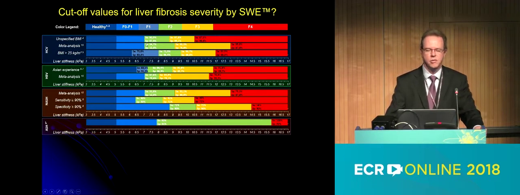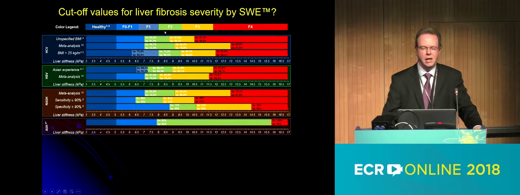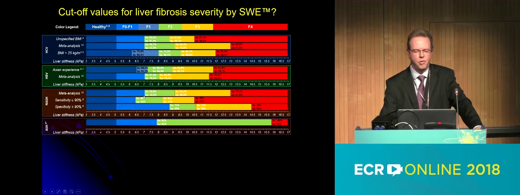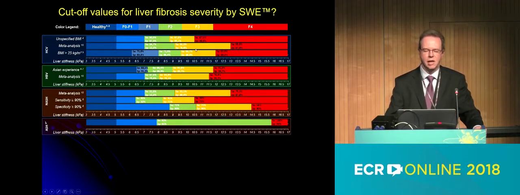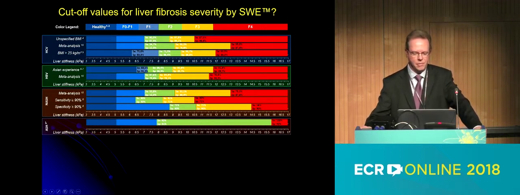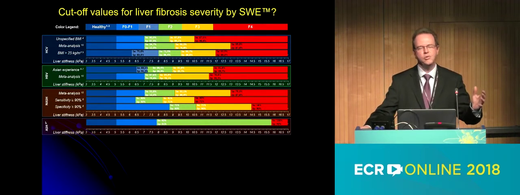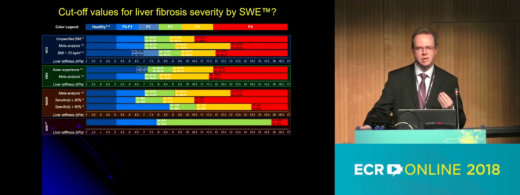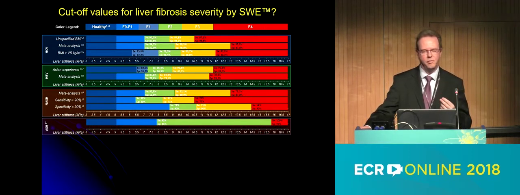You can see that the threshold value to declare F2 is very similar for Hep C, Hep B, and NASH. It's around 7.2 kilopascal. But it's more heterogeneous for F3 and even more heterogeneous for F4 depending on the cause of the liver disease. For example, F4 ranges from 10 to 16 kilopascal according to the underlying liver disease. So we need to know what kind of chronic liver disease we are dealing with to choose the correct threshold.